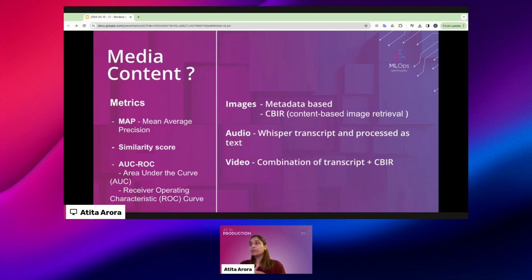And for audio, most of our customers are relying on Whisper-based transcripts, generated and processed as text retrieval. For video, it's a little bit tricky because it's a combination of audio and images. So we rely on techniques which combine both of these approaches to bring the best of both worlds. The metrics used are MAP, again mean average precision, which relies on existing judgment data, similarity score, and AUC-ROC.